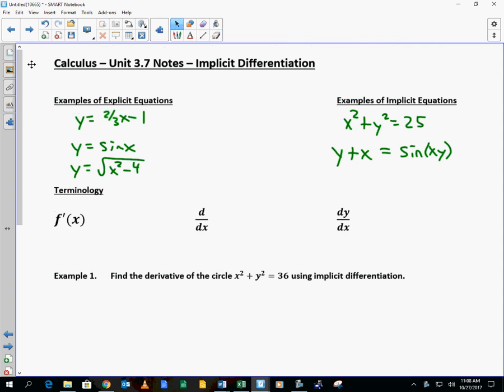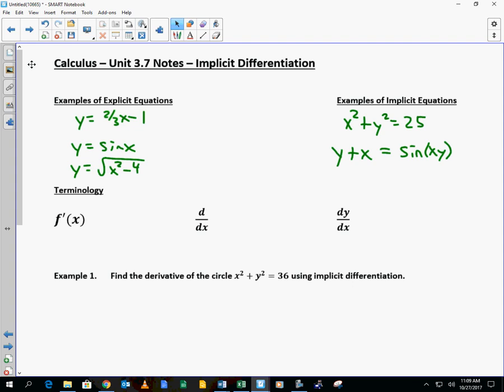Okay, our goal today is to be able to do implicit differentiation. You might wonder what implicit differentiation is. Well, we have explicit equations and we have implicit equations. So an explicit equation would be like y equals 2/3 x minus 1, or y equals sine of x, or y equals the square root of x squared minus 4. Those are explicit because we have solved for one variable, in this case, y.